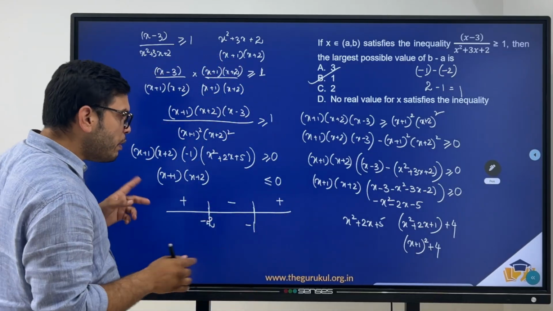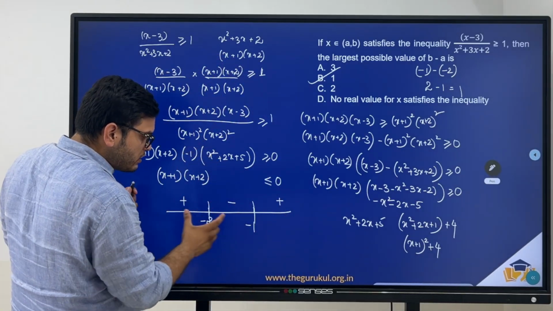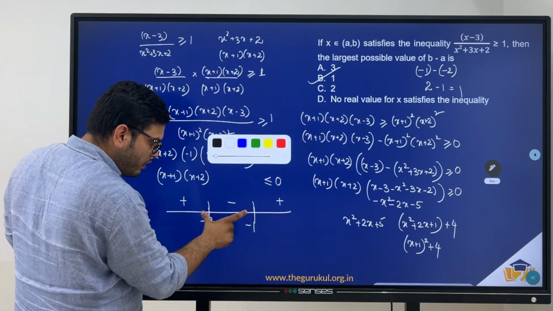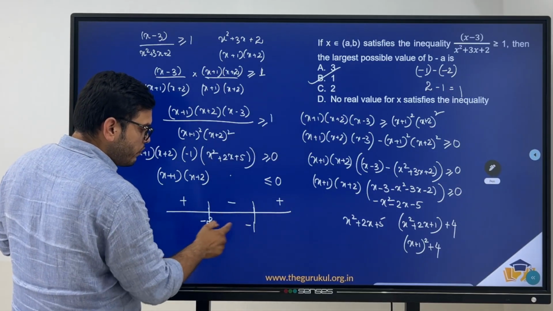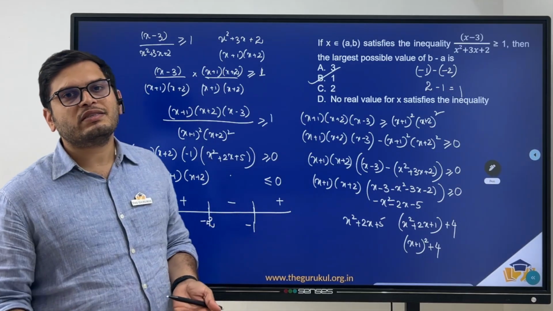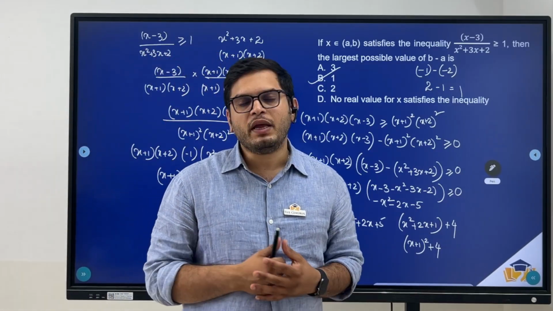The maximum value of b minus a is nothing but the distance between these two. Now what is the maximum distance? Right. So when they are minus 1 and minus 2 only, the distance is 1. Hence the answer for this question should be 1.